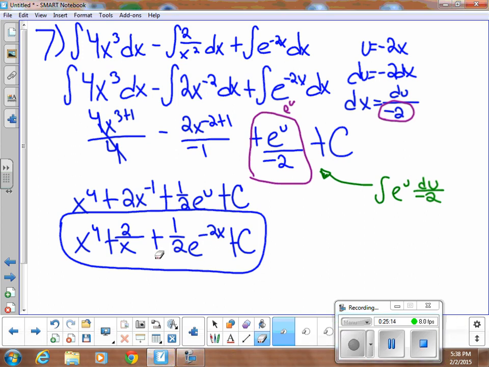Let's just correct it. Hold on, guys. We're going to correct right here. This and this, they should be minus because it was a negative 2, so it's negative 1/2, negative 1/2.